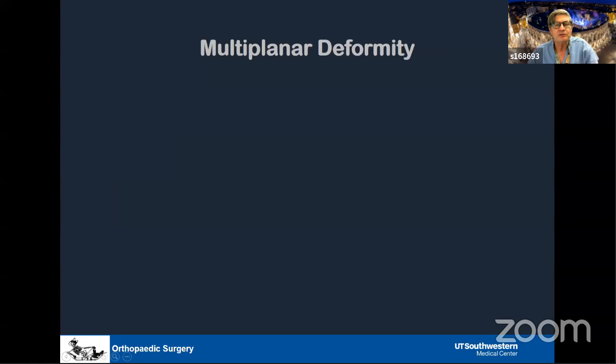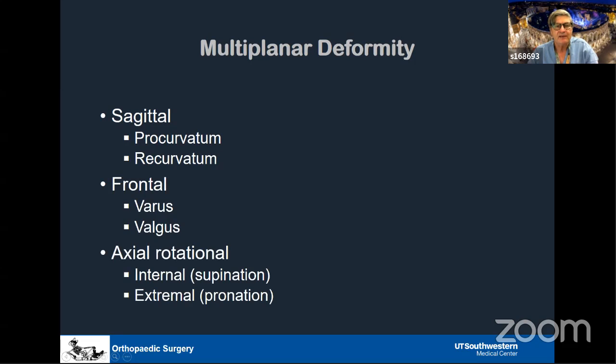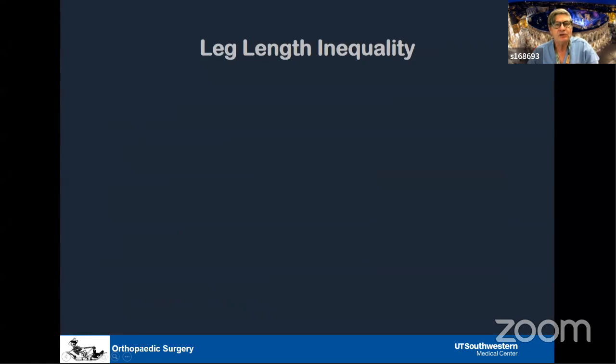It's also a multiple plane deformity, and I think that's a key thing to remember. In the sagittal plane, it can be a procurvatum or a recurvatum. In the frontal plane, it can be varus or valgus. And then you get axial rotation that can result in a supinated foot or pronated foot, or internal or external rotation, however you want to think of it. And this is a good example of a true multiplanar deformity in a patient with a Charcot deformity. It also can result in leg length inequality.